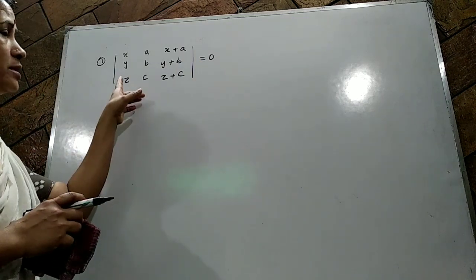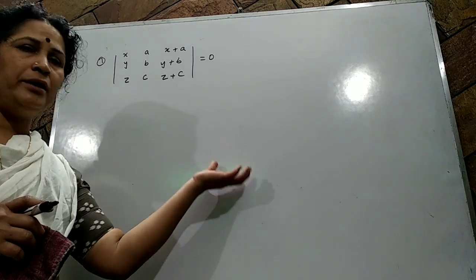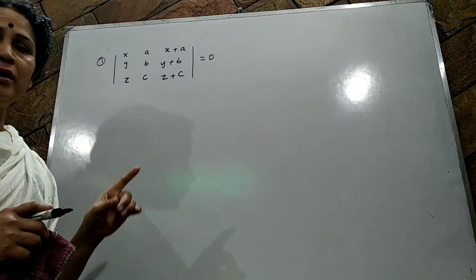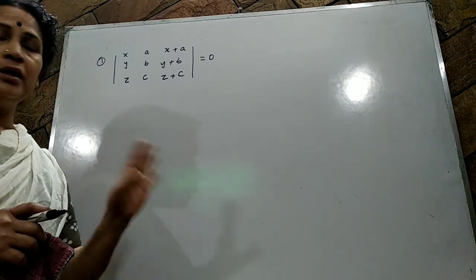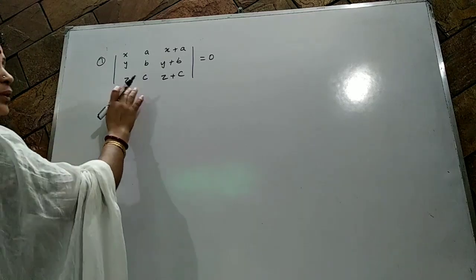Clear? Now listen. Without expanding means you cannot open it the way we expanded using R1 or C1. So you cannot expand here. Only use properties, then tell the RHS answer. Okay, fine. Now see here.